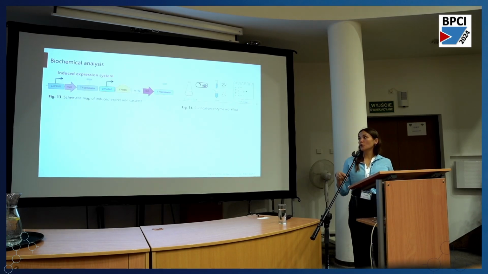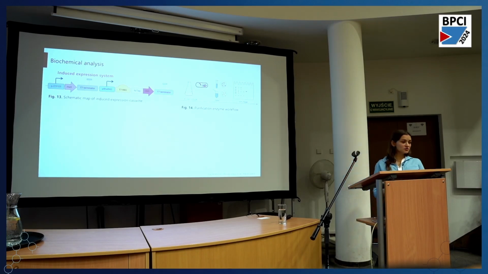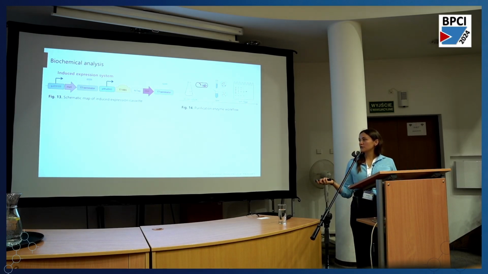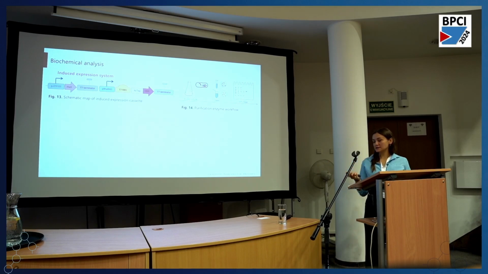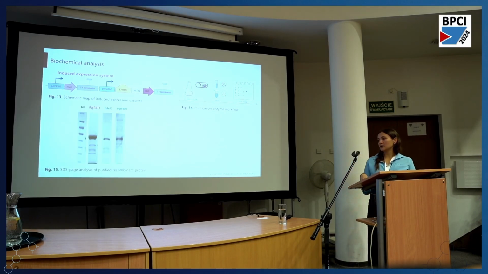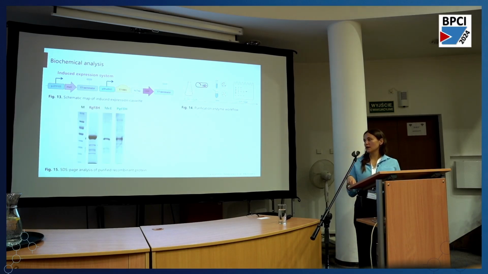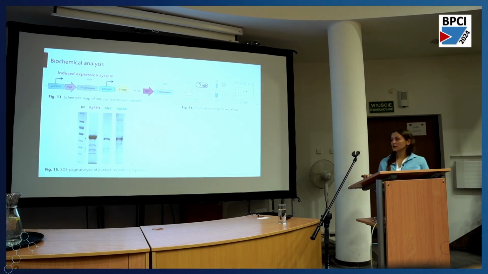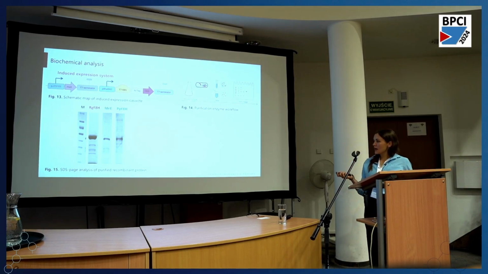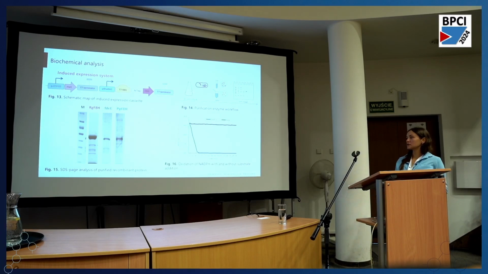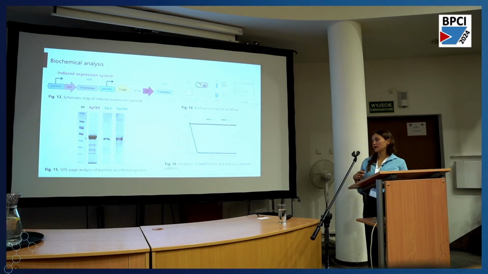Then we moved to the induced expression system, based on the rhamnose promoter, and we also used an N-terminal His-tag for the purification assay. After that, we were able to verify that all three of these enzymes can be produced in bacterial cells. So that was quite nice for us. And also each of them required a different pH for their activity.